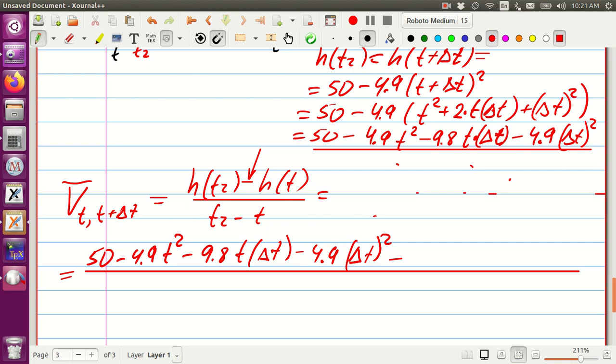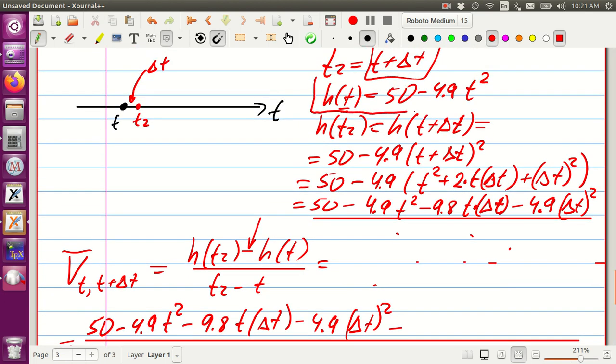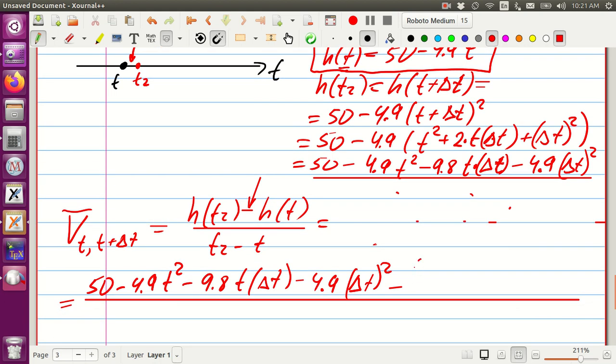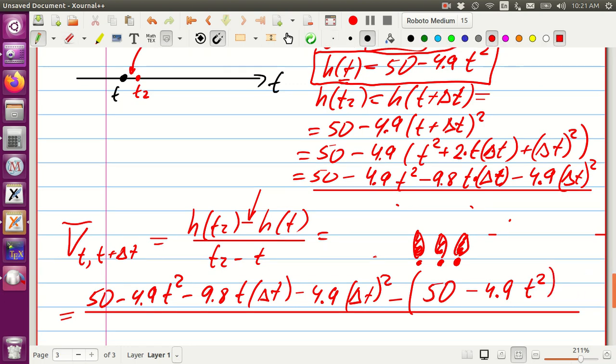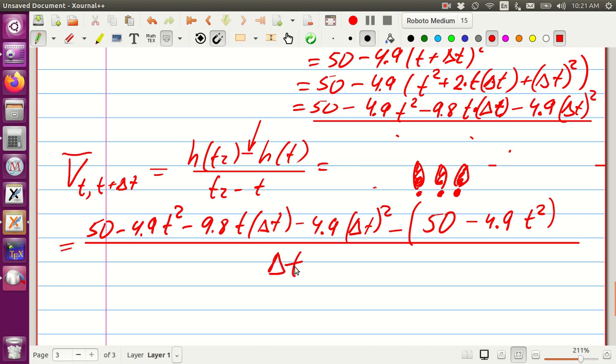Now h of t, but what was h of t? H of t was this quantity, right? This is h of t. But since it's an expression, I have to use parentheses. Very crucial. So parentheses are crucial. If you don't use parentheses, there's a huge chance you're going to make a mistake. So usually conceptually we understand things really well, but we get confused in the details. And on the bottom we have delta t. So we set it up.